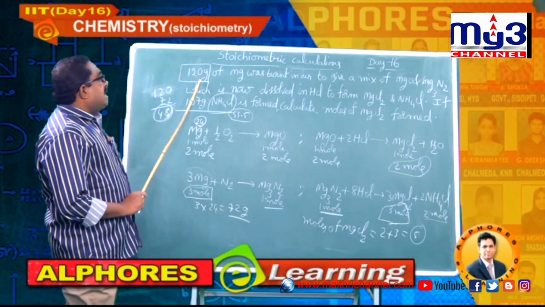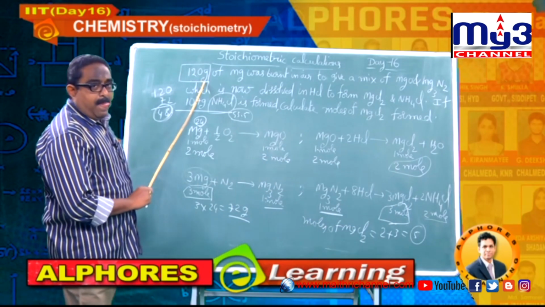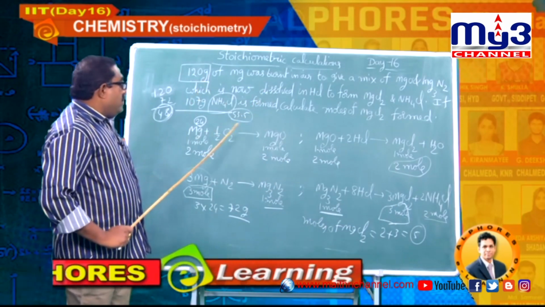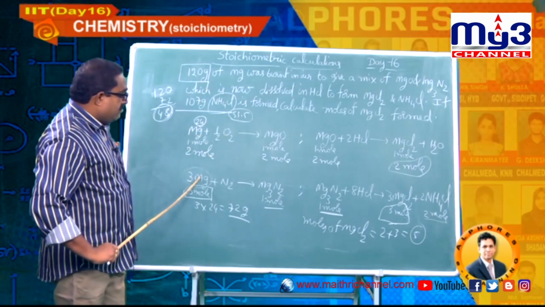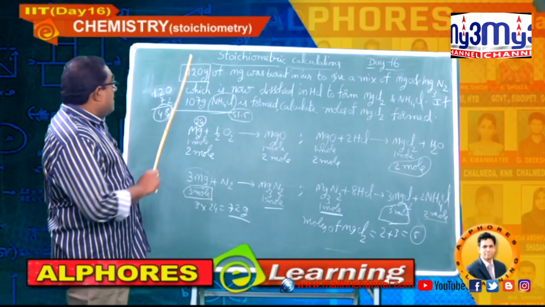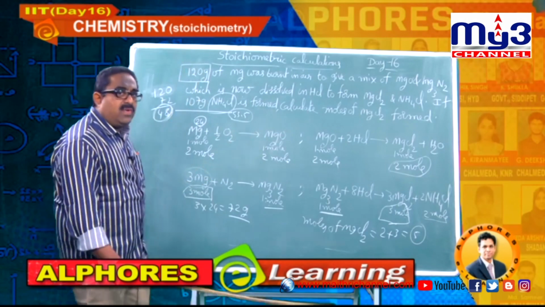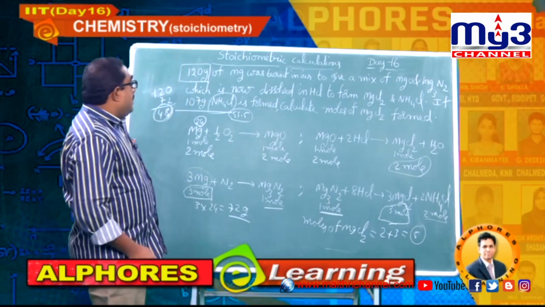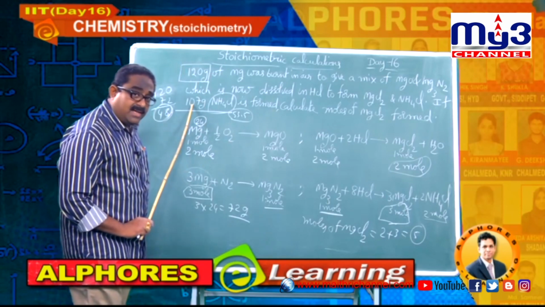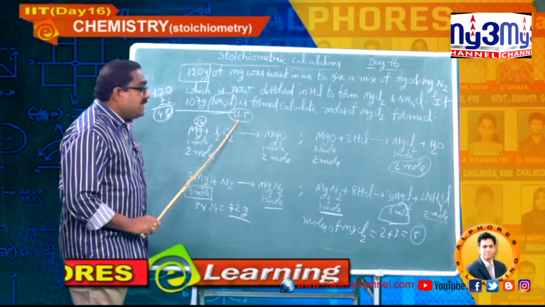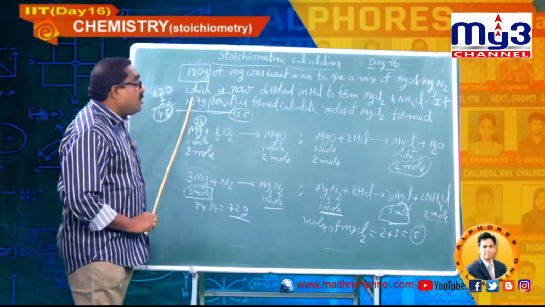Now if you start with 120 grams of magnesium, we don't know how much of that 120 will combine with oxygen and how much of that 120 will combine with nitrogen. So this data is not useful for us. Then one more data is given in the question: 107 grams of ammonium chloride. You concentrate. Molar mass of this is 53.5. It means he has given 2 moles.